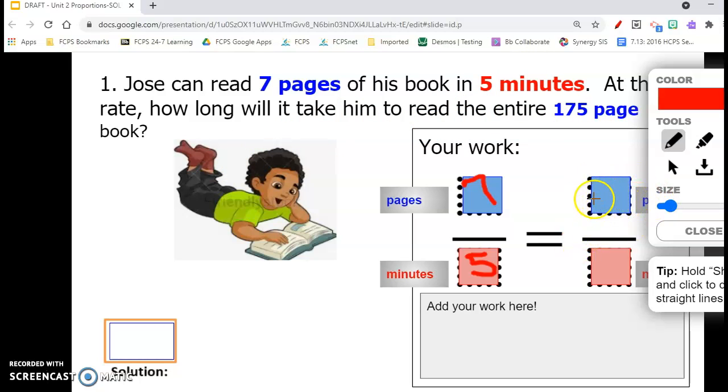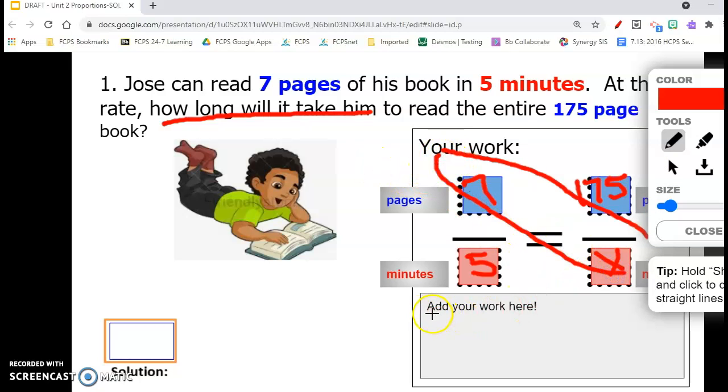At this rate, how long will it take him to read the entire 175-page book? I noticed that my units on the top represent pages, so I'm going to put 175 on the top. And we're trying to find out how long it will take him to read 175 pages. We don't know, so we're going to put x there. Now we're just simply going to do our cross multiplication. We're going to circle this.